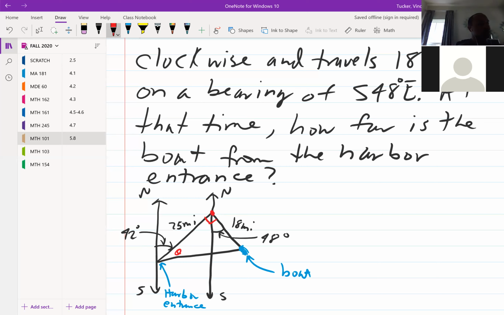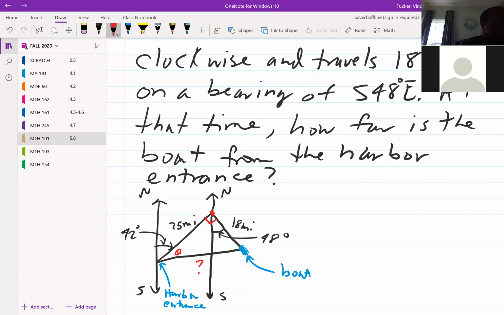So the good thing about this one is that they gave us the diagram. Of course, if you're not proficient at these bearings, it may take you a little bit to actually draw this diagram on your own. But let's look at what they're asking of us. How far is the boat from the harbor entrance? So we want to know this distance right here.